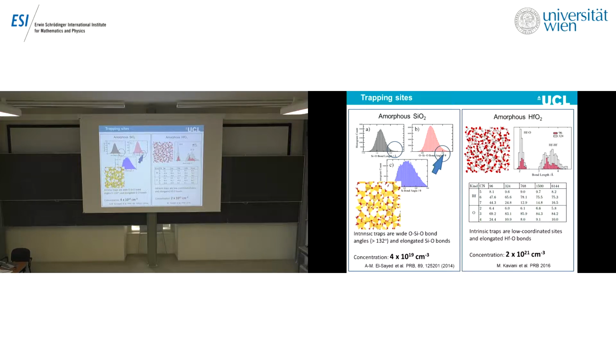In the amorphous phase, electron trapping, for example, happens in open angle sites, sites which have an oxygen-silicon angle bigger than the average value, at around 130 degrees.